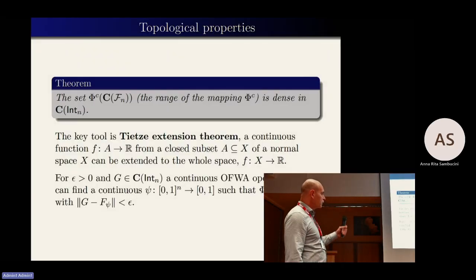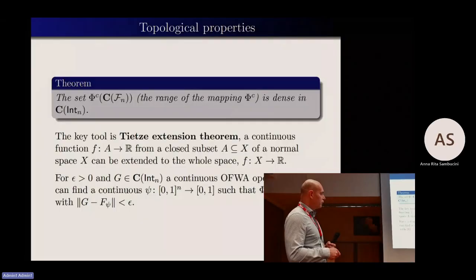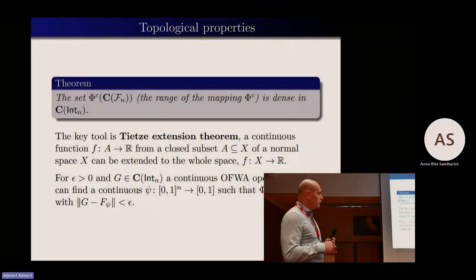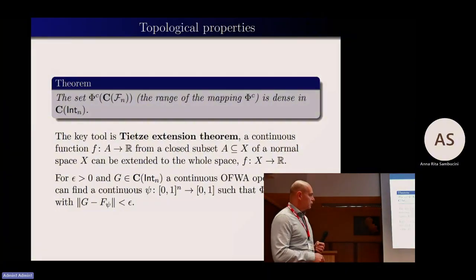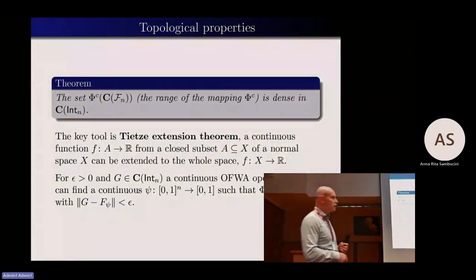Consequently, given epsilon and any continuous intermediate function, we were able to find an FA operator which was the image of some continuous function defined on this interval, such that the resulting norm was smaller than the given epsilon. And this shows that the range is dense.